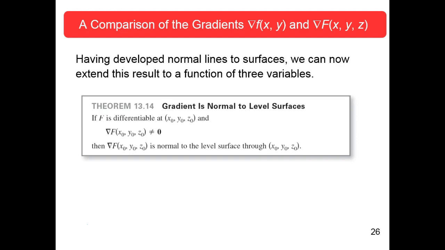Having developed normal lines to surfaces, we can now extend this result to a function of three variables. Oh, I see. I'm sorry. I thought they had the numbering wrong, but they were referring back to Theorem 13.12, which came several sections before, at page 926 in section 13.6. So, having developed normal lines to surfaces, we can now extend that result to a function of three variables. The gradient is normal to the level surfaces. If f is differentiable at that point, and the gradient of f is not equal to 0 at that point, then the gradient of f is normal to the level surface through (x0, y0, z0).